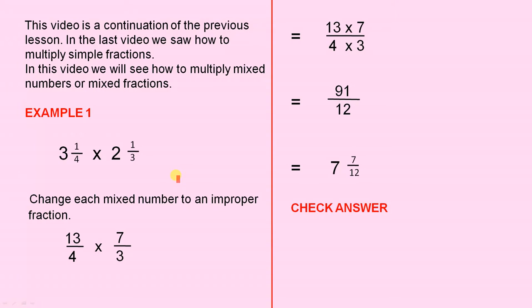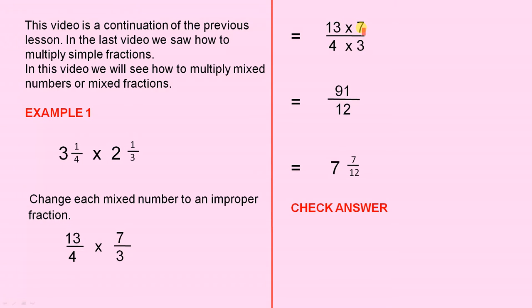Change each mixed number to an improper fraction. So if we look at 3 1/4, 4 3s are 12 plus 1 is 13, so that's 13 over 4. 2 1/3, 3 2s are 6, plus 1 is 7, so that's 7 over 3. So if we follow the simple rule of multiplying fractions together, we multiply the two numerators and the two denominators. So that's 13 times 7 over 4 times 3.